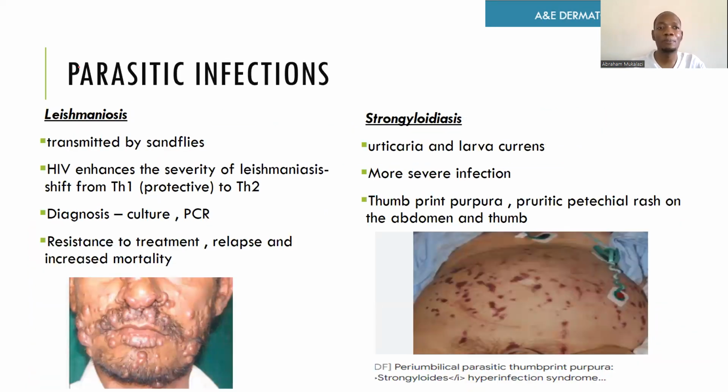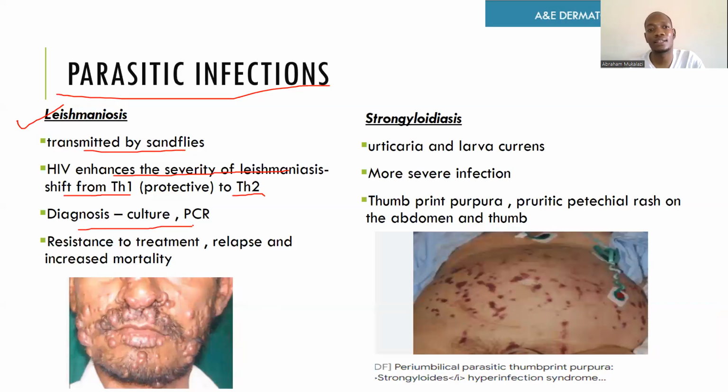So when you go to parasitic infections, still in HIV, they are also usually very severe. The first one is leishmaniasis, transmitted by sandflies. Leishmania, when it comes to HIV, gives a severe form. This is because HIV enhances the severity of leishmania. We know that in HIV there's a shift from T helper 1, which is usually protective, to T helper 2. This shift allows leishmania to thrive because you have no protection against it.